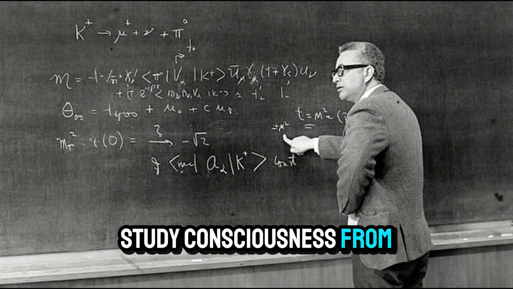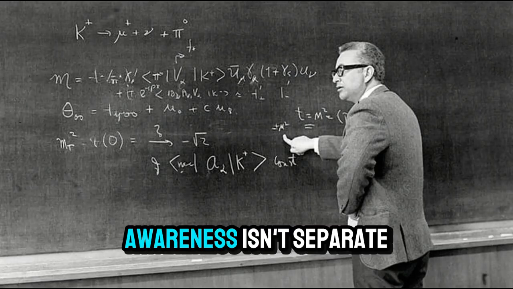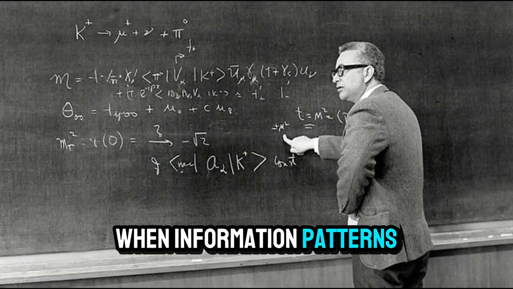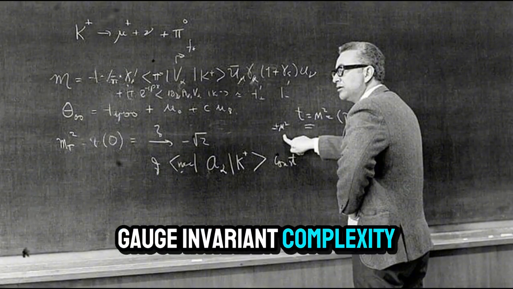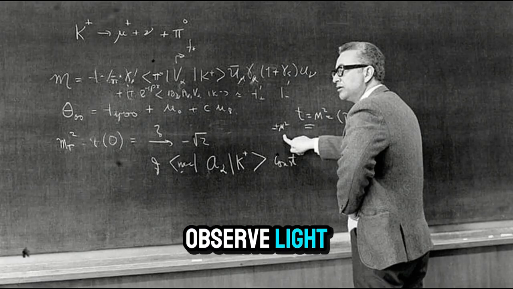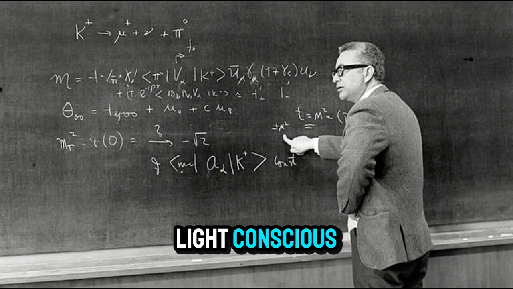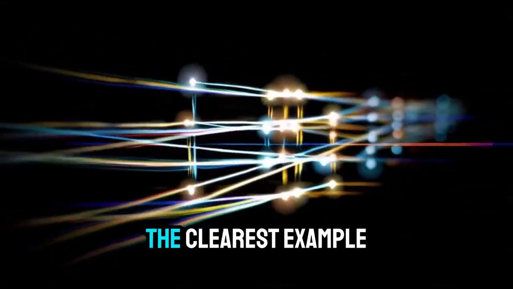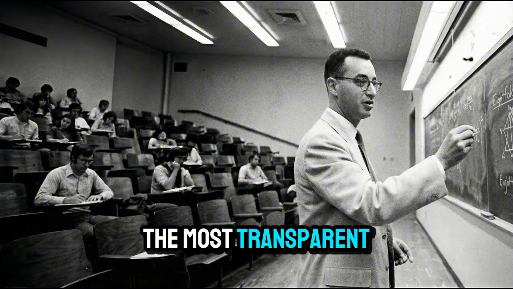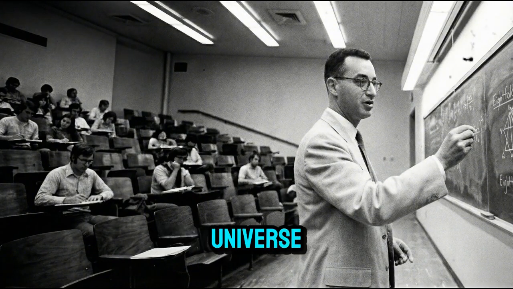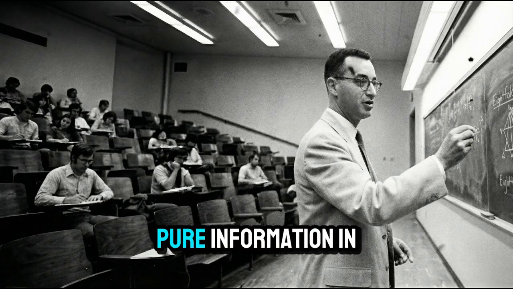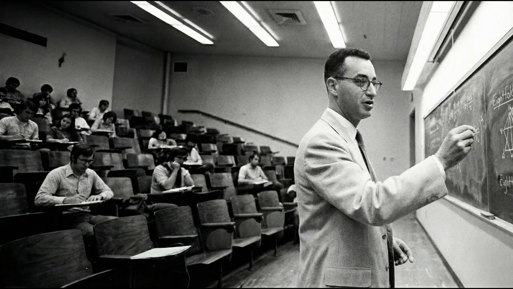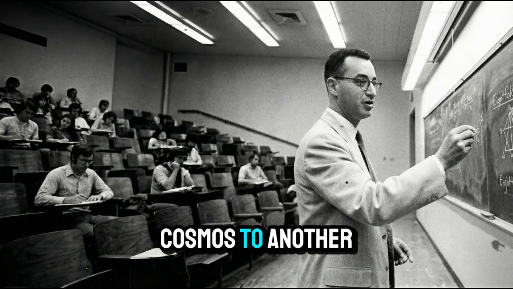The more I study consciousness from this perspective, the more convinced I become that awareness isn't separate from the physical world. It's what the physical world looks like when information patterns achieve sufficient gauge invariant complexity. We don't just observe light. In some deep sense, we are light, conscious light, aware of its own existence. And light? Light is the simplest case, the clearest example, the most transparent illustration of how information moves through the universe. When you see light, you're witnessing pure information in transit, unencumbered by mass, moving at the maximum possible speed, carrying news of events from one part of the cosmos to another.